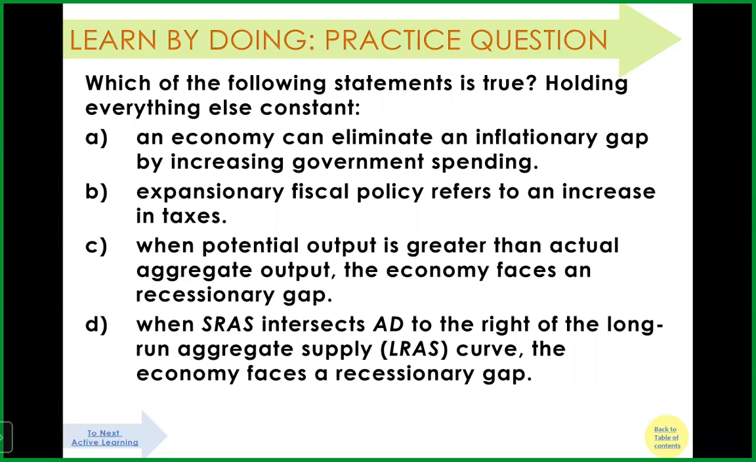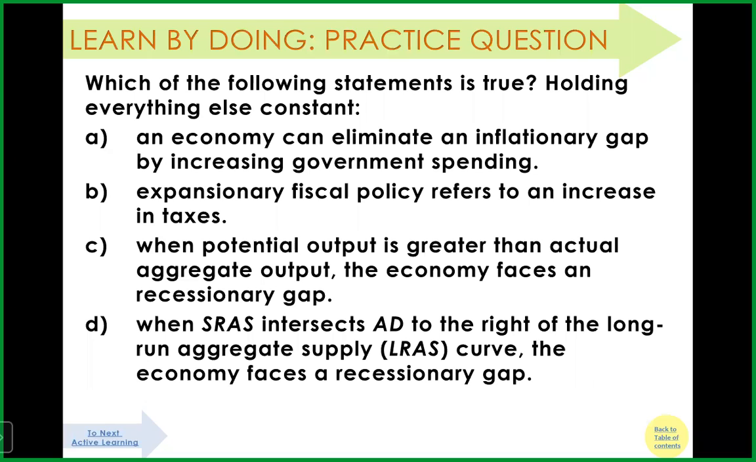Now let's look at another one. Which of the following statements is true, holding everything else constant? A, an economy can eliminate an inflationary gap by increasing government spending. No, that's going to make things worse. B, expansionary fiscal policy refers to an increase in tax. That's not correct. An increase in tax is called contractionary.